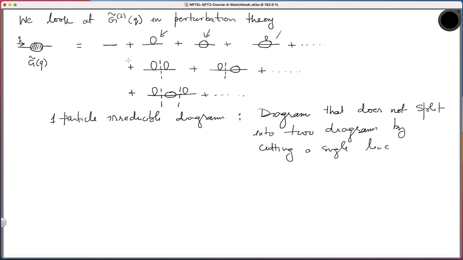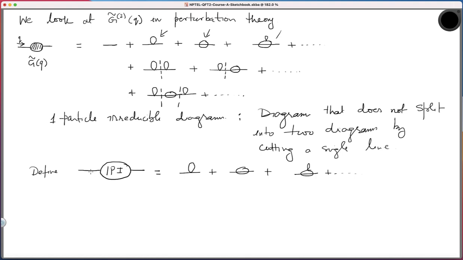Okay, so now let's look at these irreducible diagrams. I will define one particle irreducible diagrams. So by this blob with one PI written in it, I mean the collection of all one particle irreducible diagrams. Okay, so you have this plus this plus and so forth. Okay, there are infinite of them. So this blob will denote this.